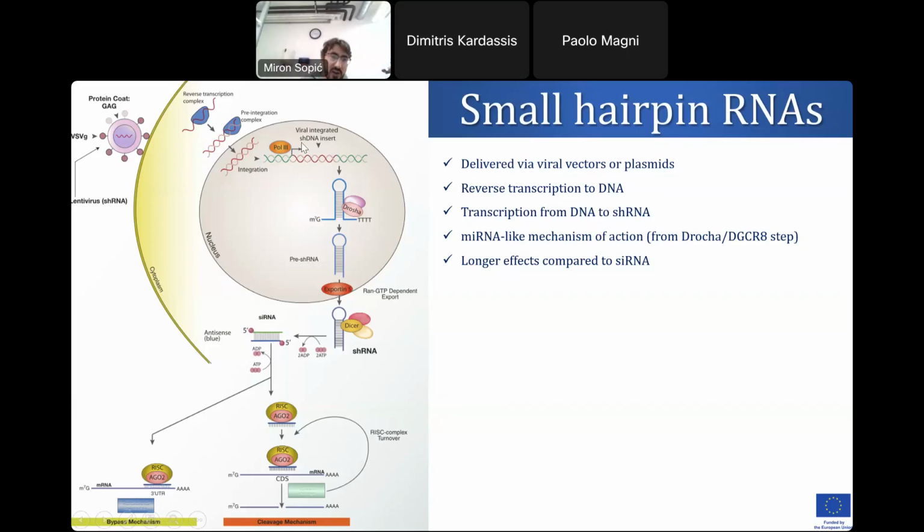But for shRNAs, because they are incorporated in the DNA of your cell cultures or any experiments that you do, the effect is going to be much longer lasting in comparison to siRNAs.